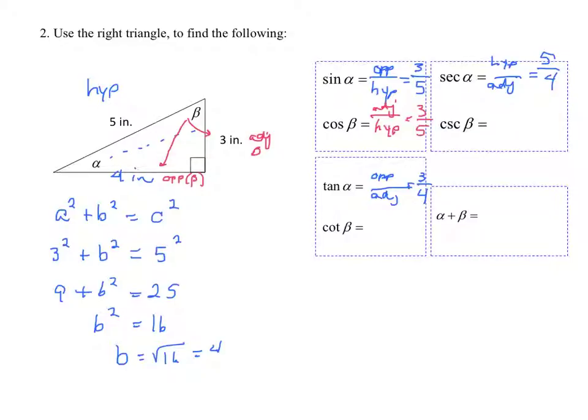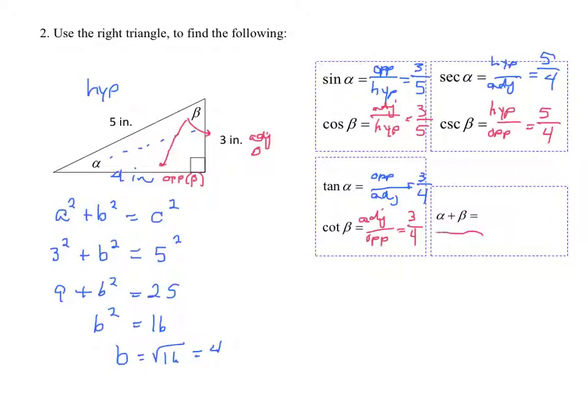Cool? The cosecant of beta, well, cosecant is hypotenuse over opposite. So that would be 5 over 4 for beta, you guys. Now, cotangent is adjacent over opposite. But adjacent is 3 over 4. So what do you know? What do you see about the red and the blue in this case? They're the same. So now we're going to talk about cofunctions in a second.